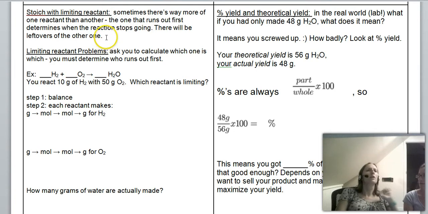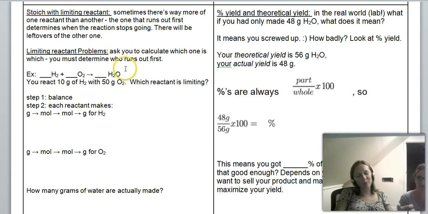Let's say you have 12 slices of bread. How many sandwiches could you make? 6. Let's say you have 8 slices of cheese. How many sandwiches could you make? 8. Very good. Which number was smaller, 12 or 8? 8. But how many sandwiches can you actually make? You can't make 8 sandwiches. You have 12 slices of bread, so 6. All right, so limiting reactant problems ask you to calculate which one is which. You have to figure out who runs out first.